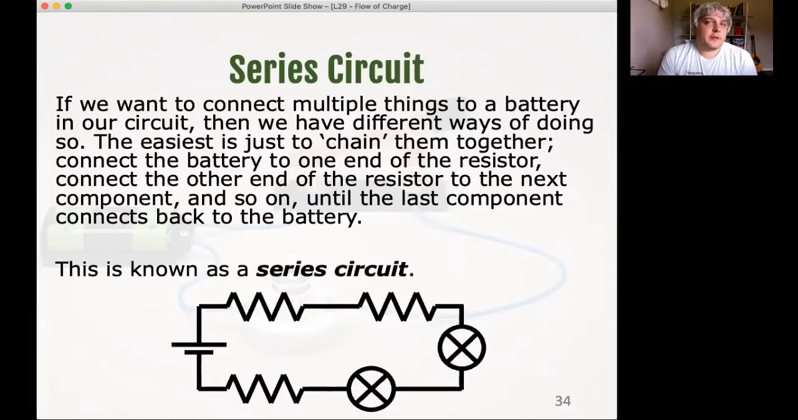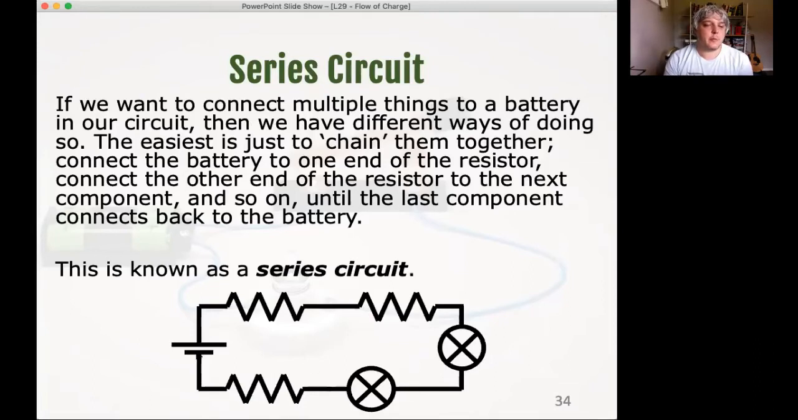Sometimes we have multiple things in a circuit. In fact, outside of really simple circuits that we're creating for the purposes of education, we just about always have multiple items in a circuit. And if those items are in a line, if the electron has to go through every single component, that's called a series circuit. It's called a series circuit because the current flows through every component one after the other in a series.